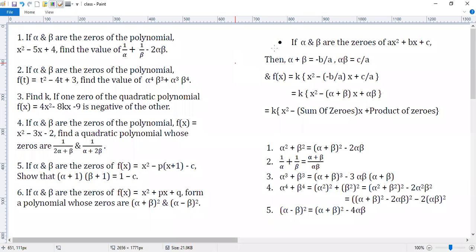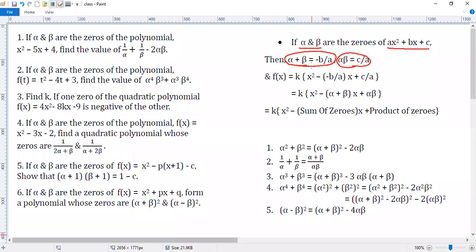See, polynomials topic பொறுத்த வரைக்கும் பாத்தீங்கன்னா, the most important formulas that you should be aware of for this exam 2021 என்னென்னு பார்த்தோம்னா, first one alpha beta zeros அப்படின்னு இருந்ததுன்னா, for a given polynomial ax squared plus bx plus c, in that case alpha plus beta will be equal to minus b by a and alpha beta is equal to c by a.